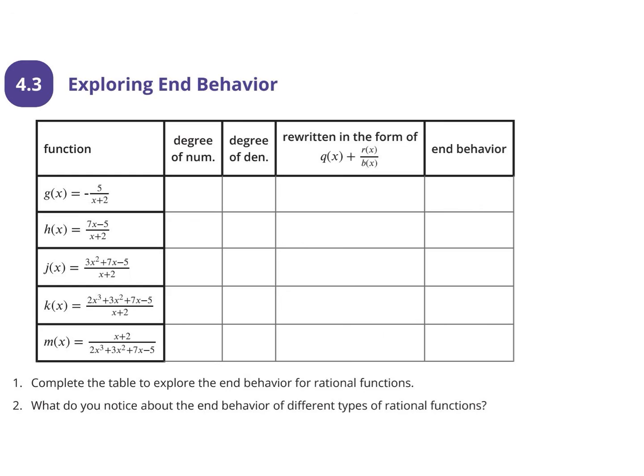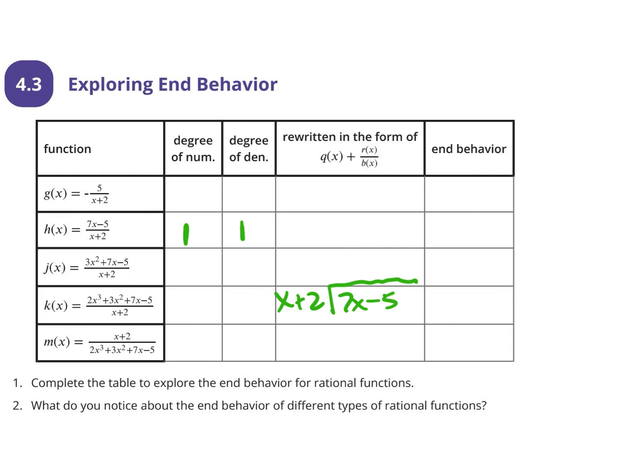Okay, now the degree of the numerator is 1. The degree of the denominator is 1. Now, we're not worried about the vertical asymptote. We're worried about the horizontal asymptote. So what I'm going to do is do long division to find the horizontal asymptote. You have to long divide.